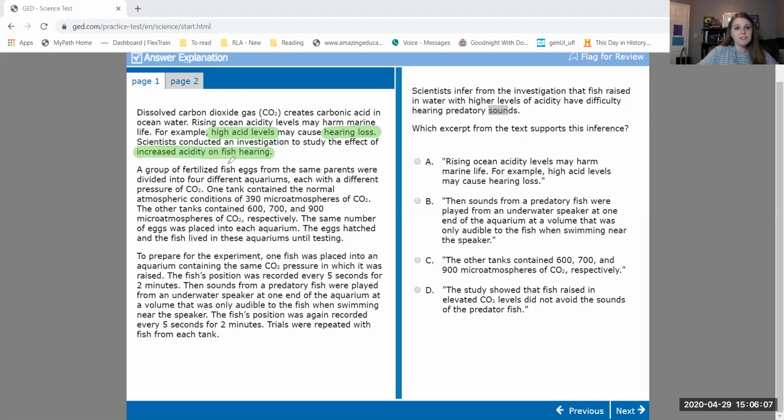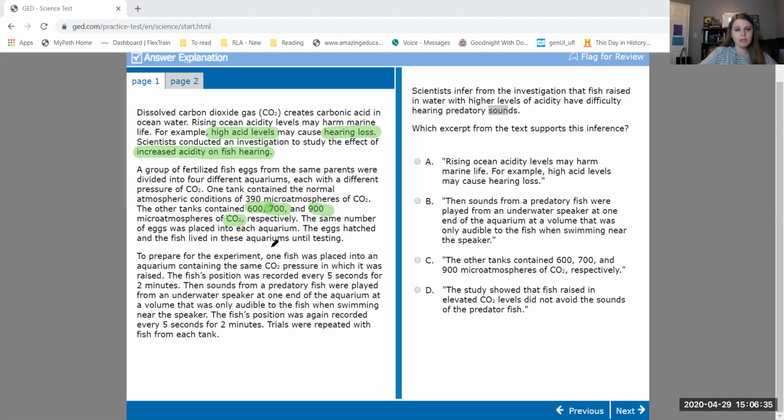A group of fertilized fish eggs from the same parent were divided into 4 different aquariums, each with a different pressure of CO2. One tank contained the normal atmospheric conditions of 390 micro whatevers. The other tank contained more, and more, so different levels of this whatever of CO2 respectively. The same number of eggs was placed into each aquarium. The eggs hatched, the fish lived in these aquariums until testing.